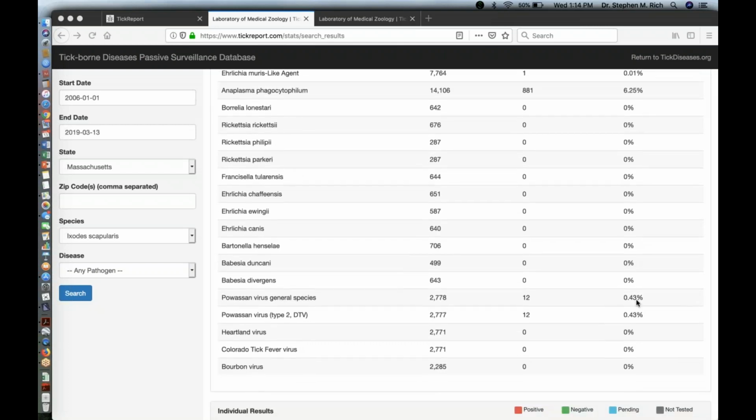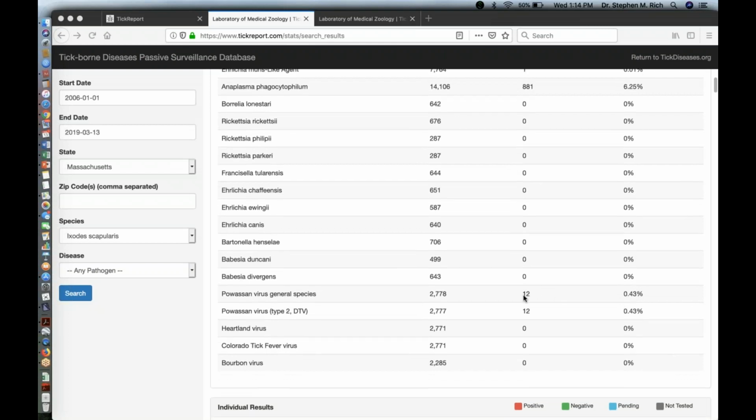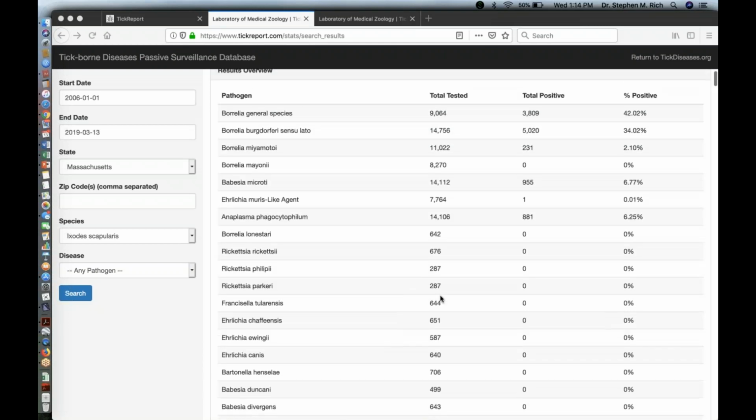We've actually seen a slightly higher than the national average, where, as you recall, that number was about 0.19. It's about 0.43% for Powassan virus here in the state. Now, 12 positive ticks out of 2,778.